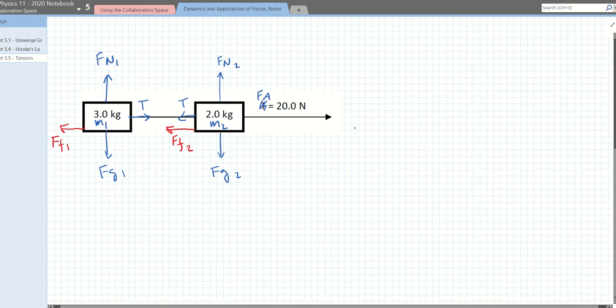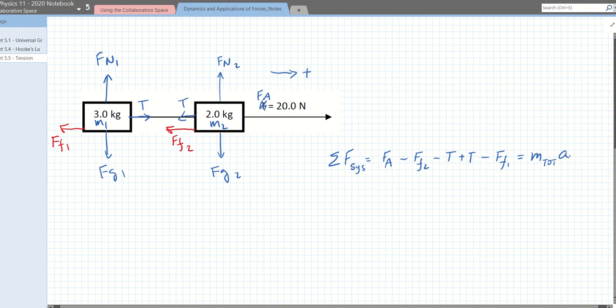So here we're going to have our sum of forces, our F net for the system, in the x direction. We will have positive towards the applied side. So we're going to have our force applied, positive. Then we're going to have negative friction 2, negative tension, positive tension, and then negative friction 1. And all of this is going to equal m total times the acceleration of the system.